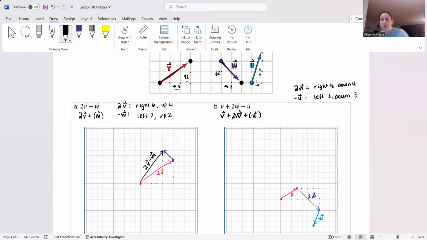So from the initial point of v to the terminal point of negative u. So our resultant is like this. So this right here is v plus 2w plus the opposite of u. And there you have it. Okay. Not the worst thing you'll ever do. It's kind of fun. All right. So just remember your resultant goes from the initial point of your first vector to the terminal point of your last vector. And that's it for this video.